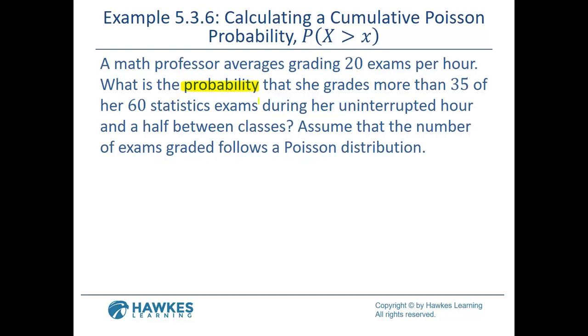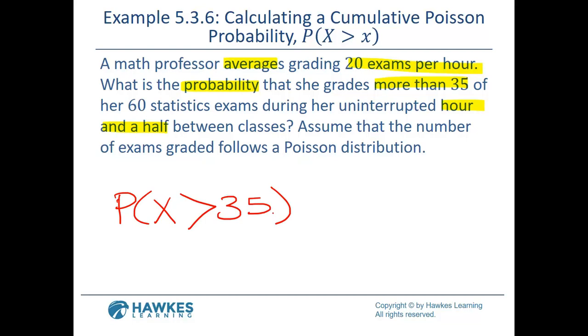That's my first keyword. So I know I'm looking for a probability that she grades more than 35 of her 60 statistics exams during her uninterrupted hour and a half between classes. Now, they gave us that the average is 20 exams per hour. So those are a lot of keywords there that I pointed out. And those keywords are really what's going to help me out tremendously as I work my way through this problem. I'm going to start with the probability. So the probability that she's grading exams, and keyword there was more than 35.